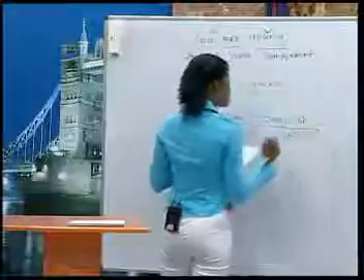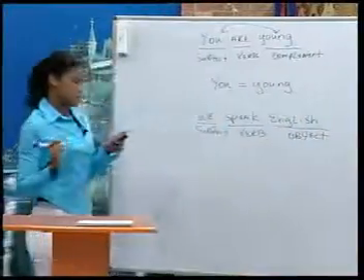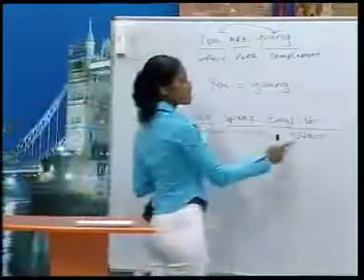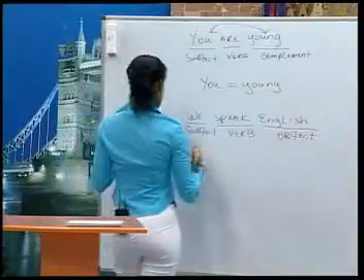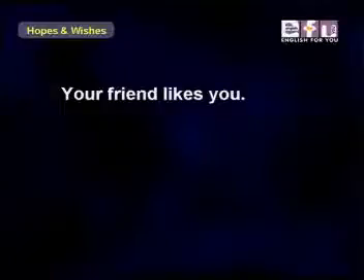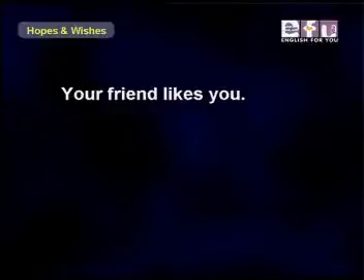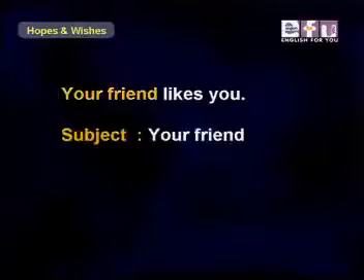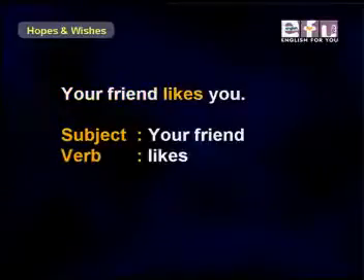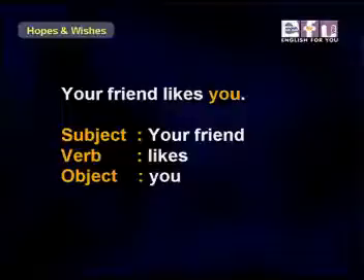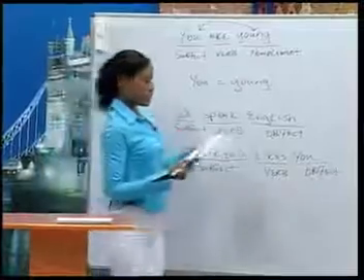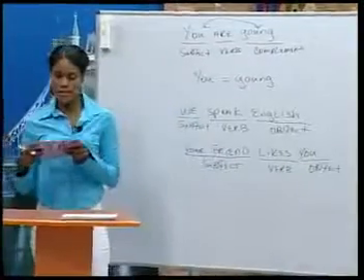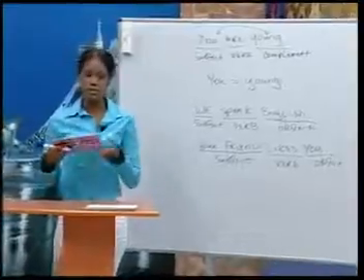The subject does something with the object, but the subject and the object are not the same in this sentence. Okay, here's another sentence. Your friend likes you. So here, your friend is our subject. Our verb is likes, and the object is you. Your friend likes you. Okay, these are short sentences, but some sentences are longer, of course.